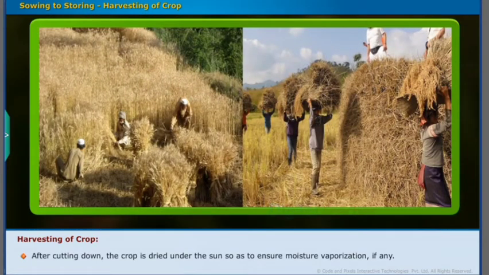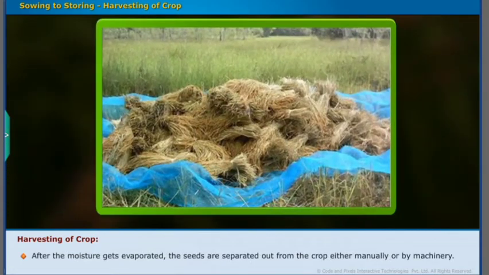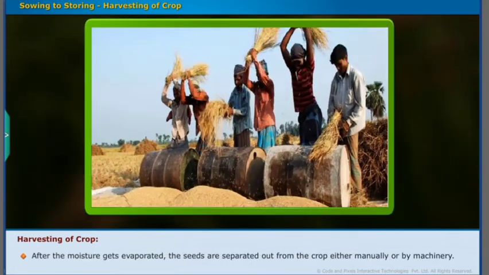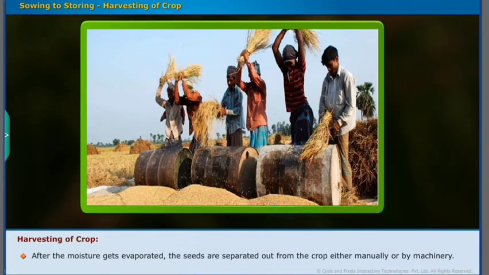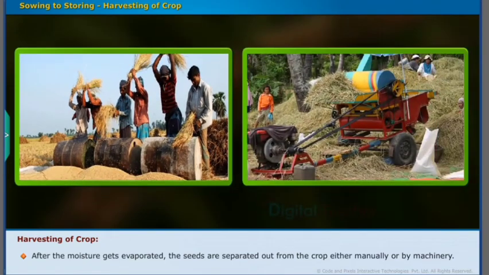After cutting down, the crop is dried under the sun so as to ensure moisture vaporization, if any. After the moisture gets evaporated, the seeds are separated out from the crop either manually or by machinery.